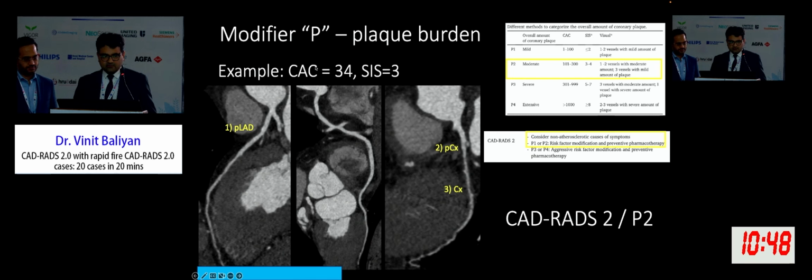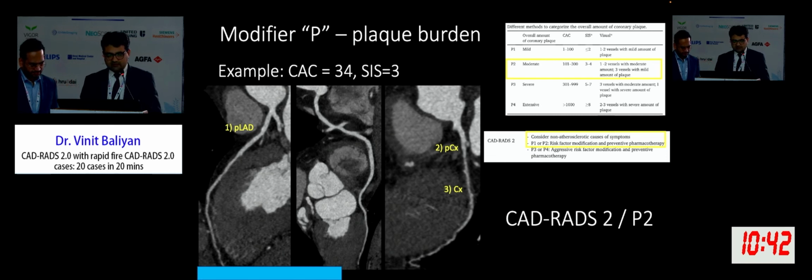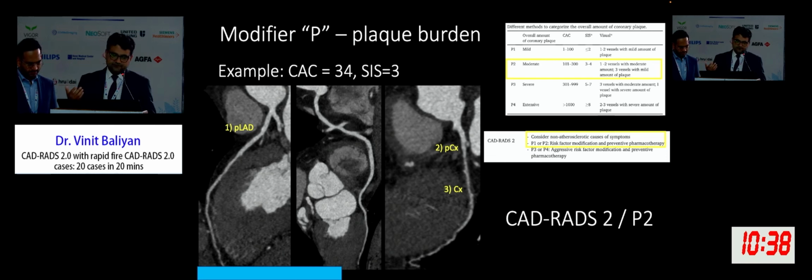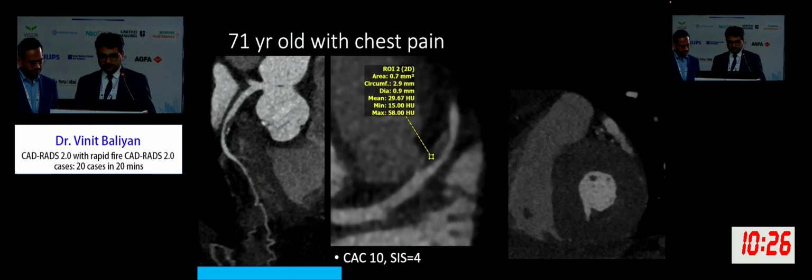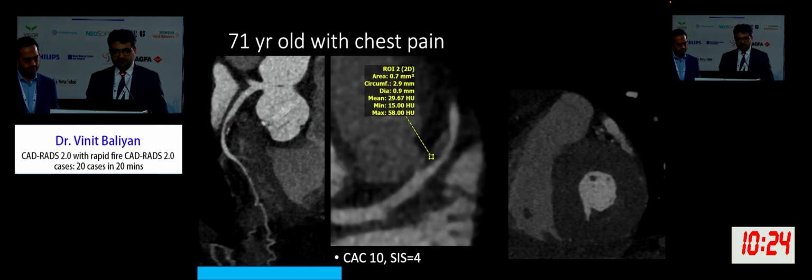And also again, important to highlight, you can do calcium score and also do segment involvement, and they might not have to agree every time. Like in this case, segment involvement is 3, which gives you a P2, and a calcium score of 34 is a P1. So whichever of these two gives you a higher P number, that is more relevant. So in this case, we'll use P2.